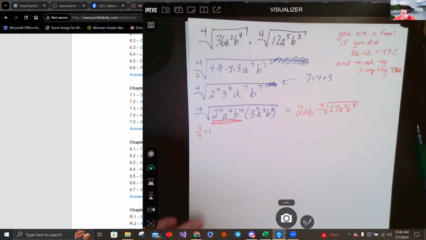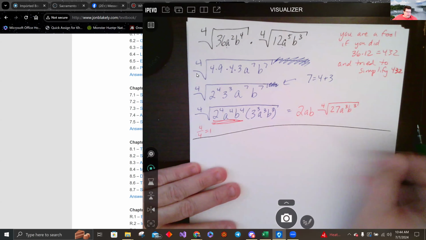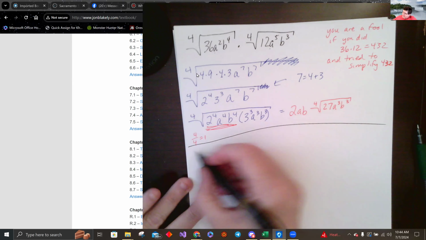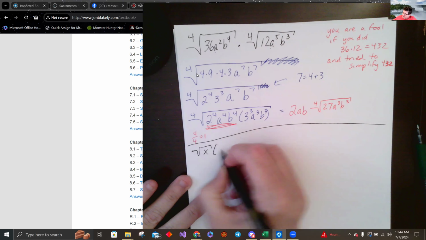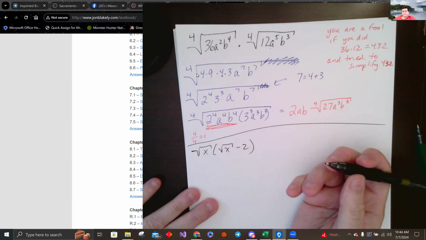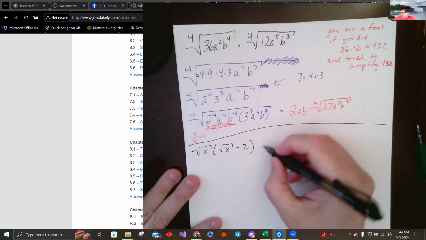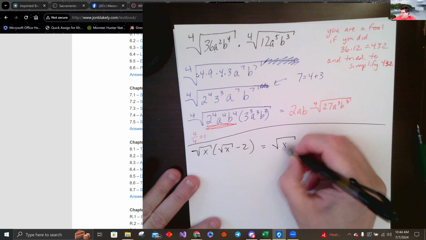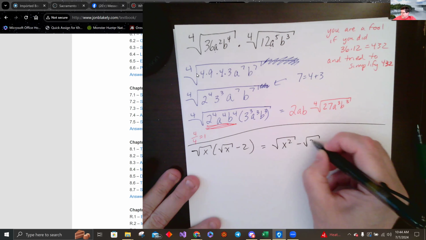More with multiplication. We can also distribute. So let's say we have the square root of x and we're multiplying it by square root of x minus 2. This becomes square root of x squared minus square root of 2x.